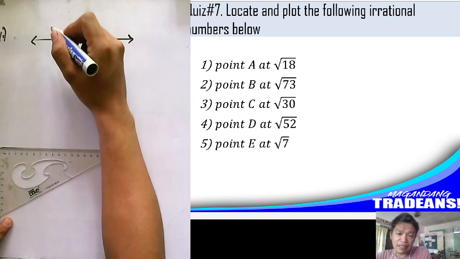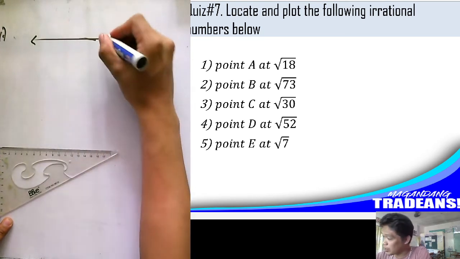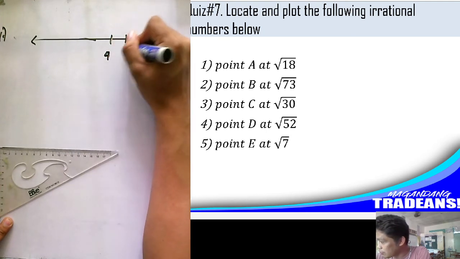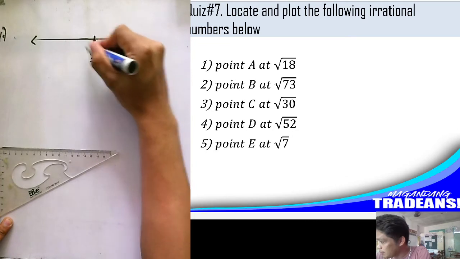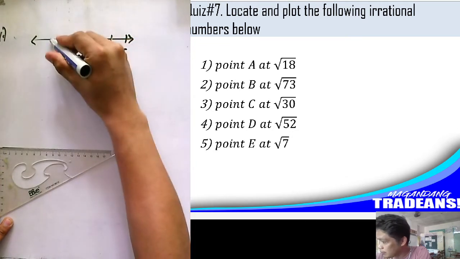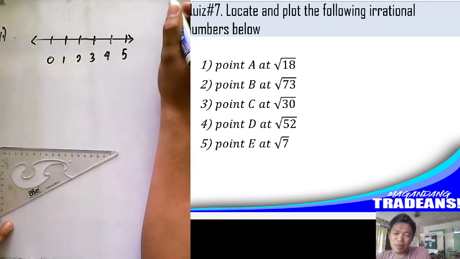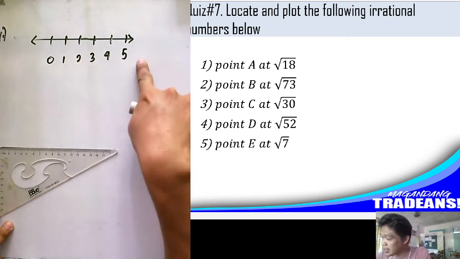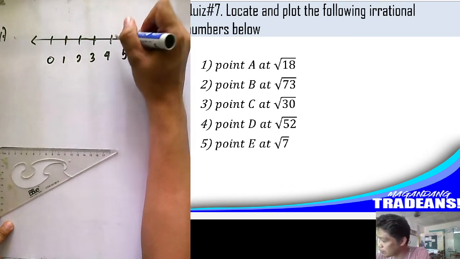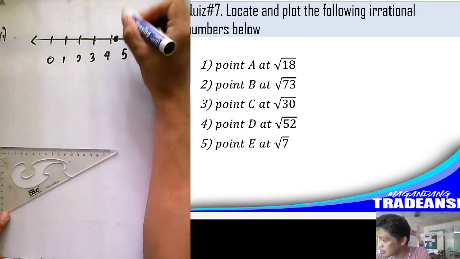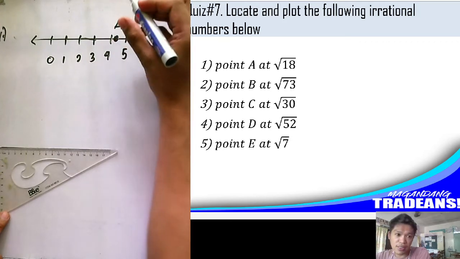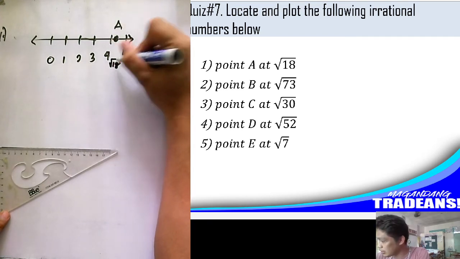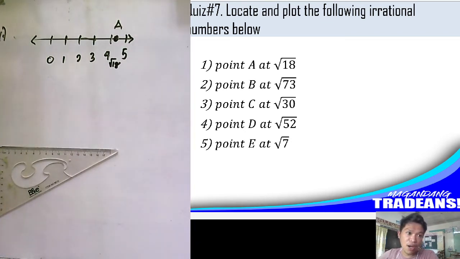Since our number is 4.24, dito na lang natin ilagay ang 4, dito ang 5, next, 3, 2, 1, and 0. Ganun lang po. Pwede ba ako mag-negative 1? It's up to you. Pwede gani mag-end dito sa 2, and pwede gani mag-end sa 6. So, saan dyan ang 4.24? Dito yan siya banda. So, this is our point A, which is square root of 18. So, lagyan natin dito, square root of 18. Okay? So, that is now our point A.